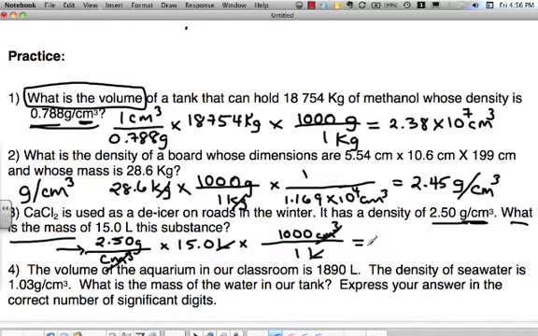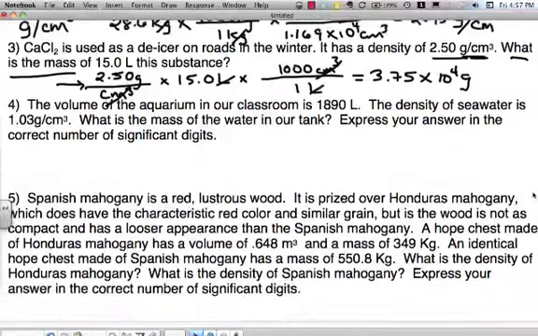Did I memorize a formula, or did I memorize how to rearrange the density formula? No, I used the units to help me solve the problem. And my answer is 3.75 times 10 to the 4th grams. Okay, 1 more and we're done. Nope, 2 more and we're done.